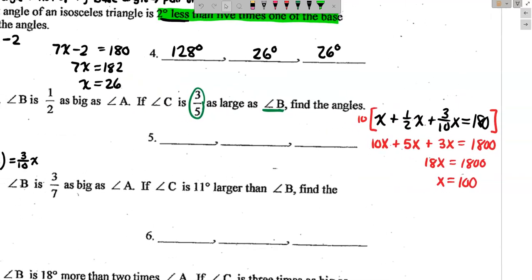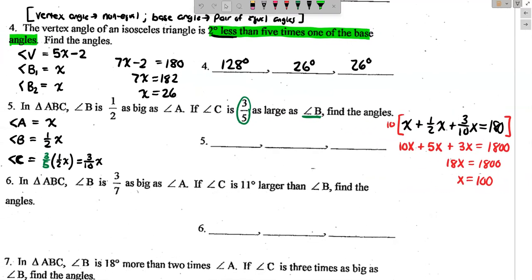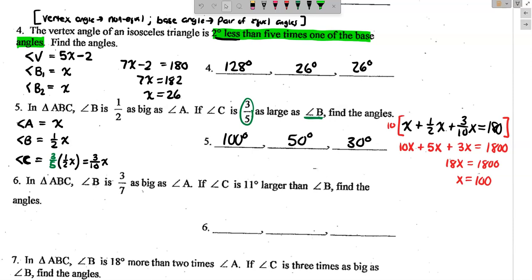Now we can go and plug this in. So angle A, which presumably was going to be the largest angle because of the other ones being fractions of it, is going to be 100, the next is going to be 50, and when I plug the last one in, I'm going to get 30. So we've done 3 examples thus far.